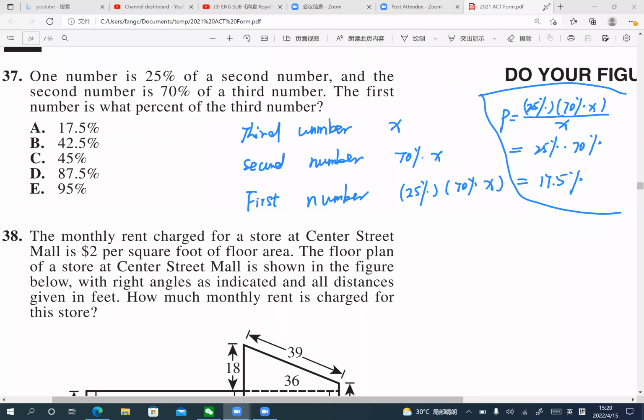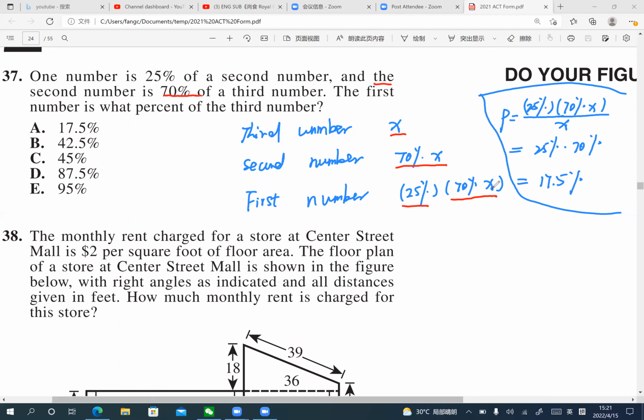Question 37. One number is 25% of a second number, and the second number is 70% of a third number. So the first number is what percent of the third number, if we use x to represent the third number? According to the given information, the second number is 70% of the third number. So the second number is 70% times x. And the first number is 25% of the second number. So the first number should be equal to 25% times the second number, which is 70% times x.